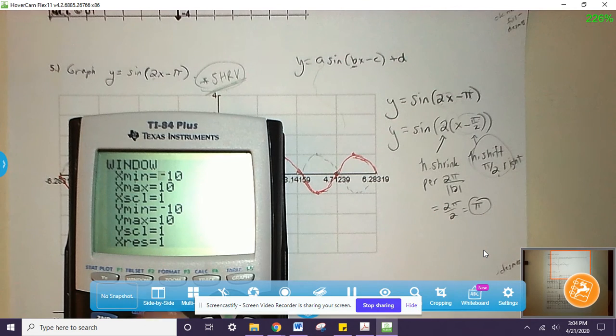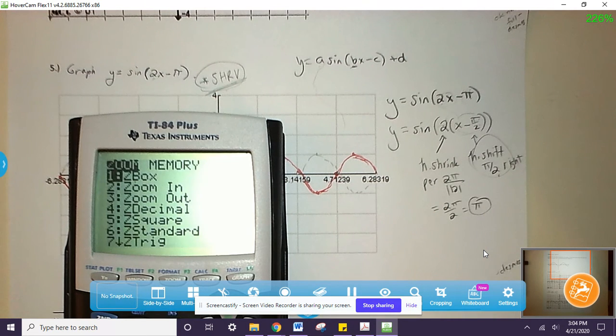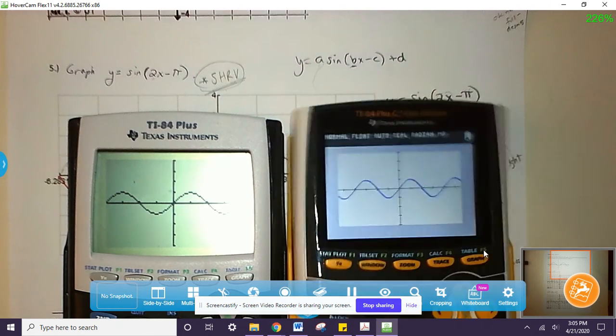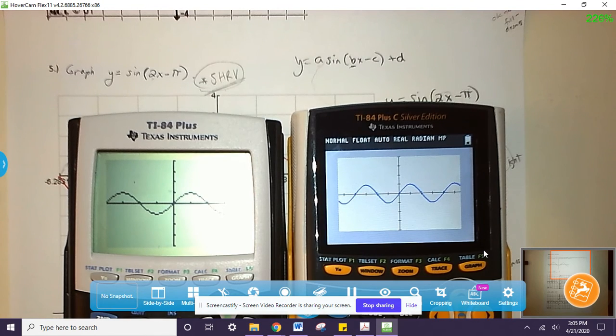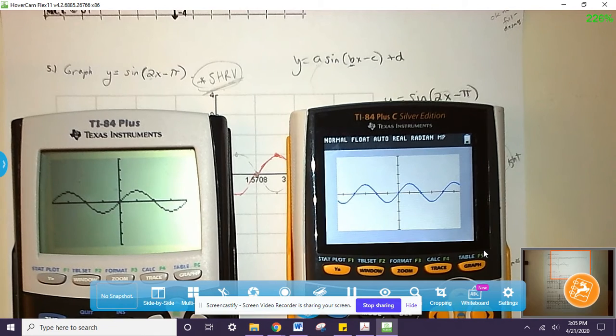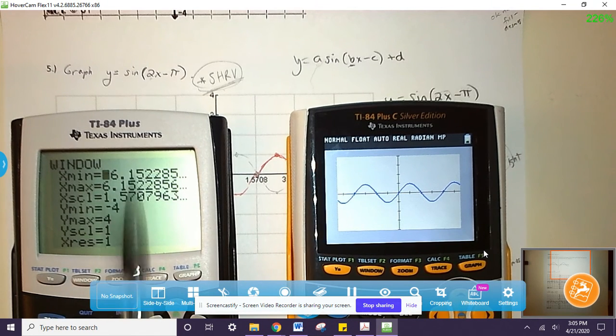What we can do is hit Zoom Trig. And if we go to Zoom Trig, you're going to get either this graph, or if you have the newer color graphing calculator, you get this graph. Either one is just fine. So what Zoom Trig does is it sets up your window. We're going to investigate the older calculator first. If you have the newer one, we'll investigate that in a moment.